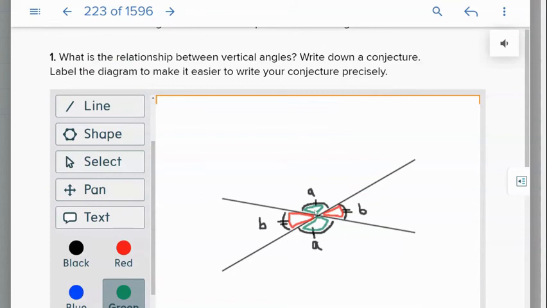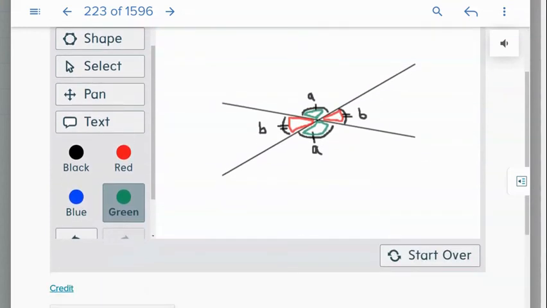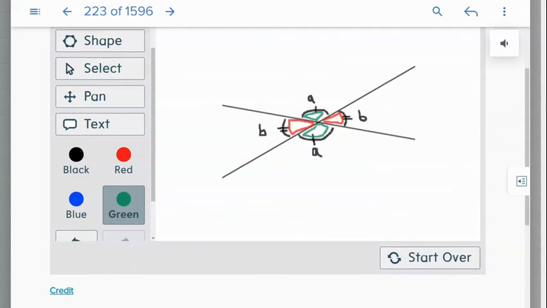Now my conjecture is, let's see, A plus B has to be 180 degrees, right? As do the other two angles. So if you take 2A plus 2B's, you're actually going to get a full 360.